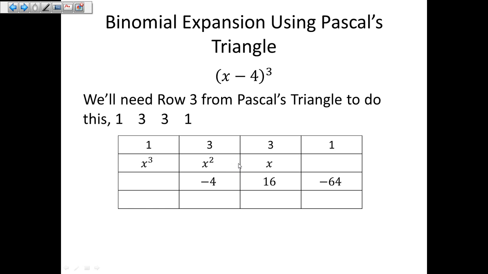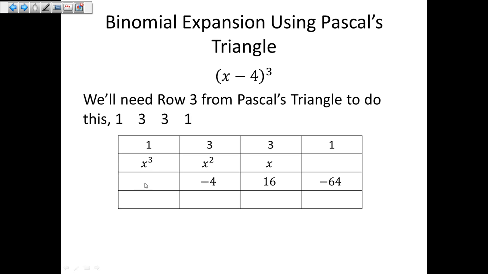This second row, I start with my x to the third power. Not a coincidence, it's the same power that's on the binomial. So I have an x cubed, and then it goes down from there. x squared, then x, and then the x is gone. This last cell is always empty. This first cell is always empty. It's technically a 1, but let's not get into that.